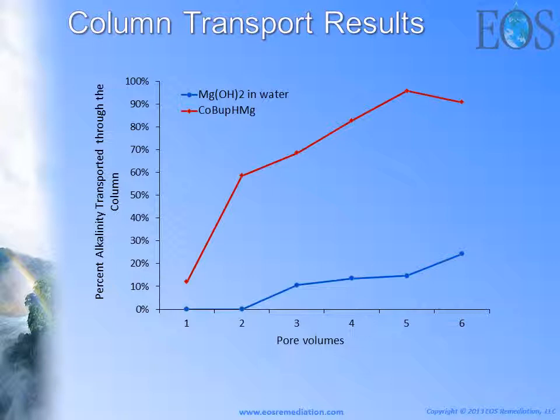However, when we passed the CoBuff MG product through the same sand-filled column, we got the results of the red line. And you can see that just after the first pore volume flush, we were already getting above 10%. And as we kept flushing, we got up to 60% and then 70% until about the same time frame where we were getting just a little bit of effluent reads of the magnesium hydroxide water column. We were getting pretty much 100% of the CoBuff coming out of the column. So with this experiment, we were demonstrating that the CoBuff MG product has exceptional transport capabilities in the subsurface.